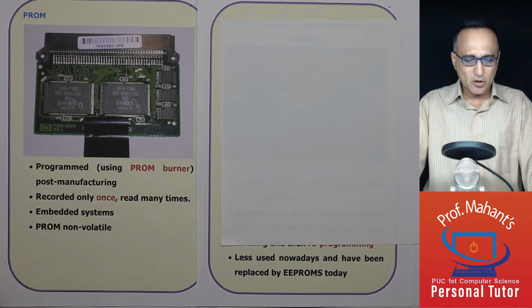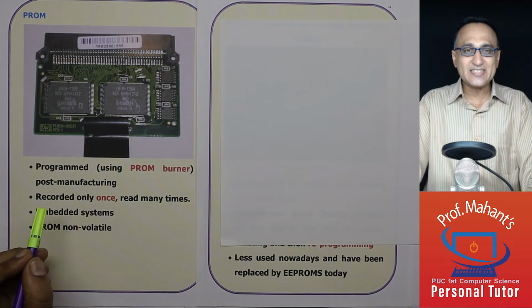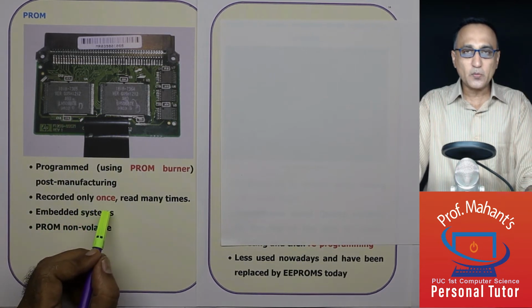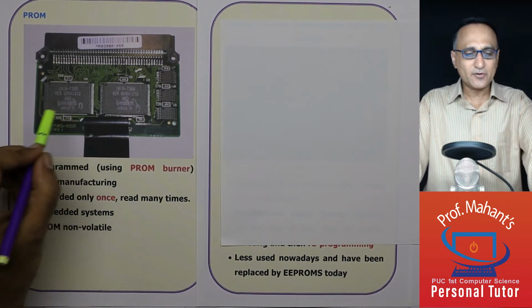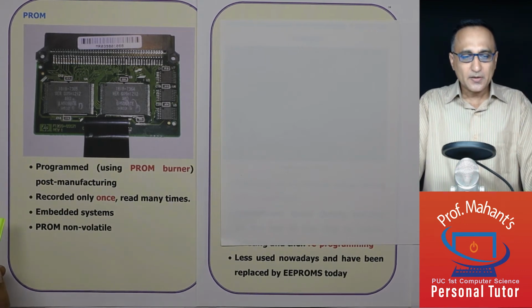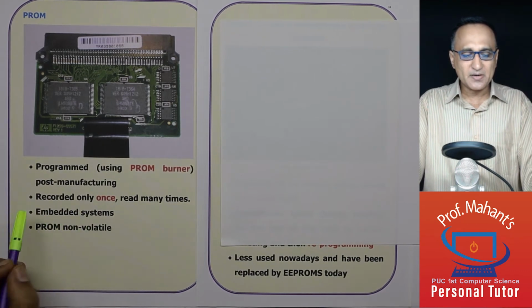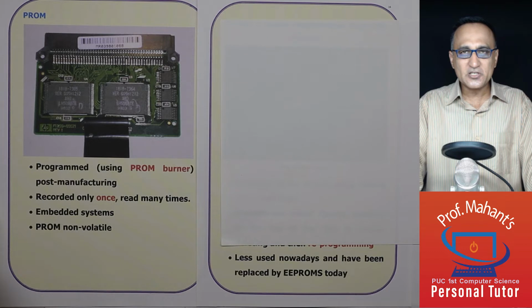Now with these PROMs, once you write the data and programs, you cannot erase them. In the sense, you can record only once and you can read as many times as possible till the life of this particular chip. Such read-only memories are used in embedded systems. Embedded systems are systems like your emergency fire alarm or emergency car braking system.